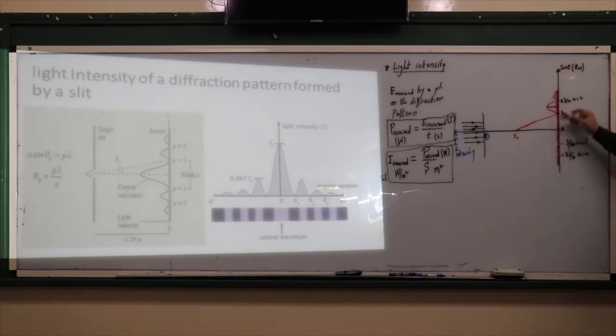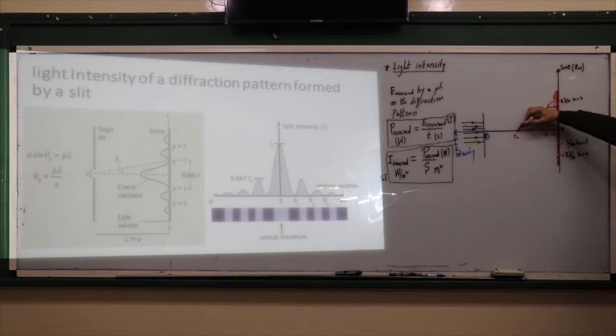Similarly below, so you get here a symmetric figure, and I am going to call this the maximum intensity at the center I1. This one, the intensity is maximum at the center, but this is for the second bright fringe. I am going to call it I2.